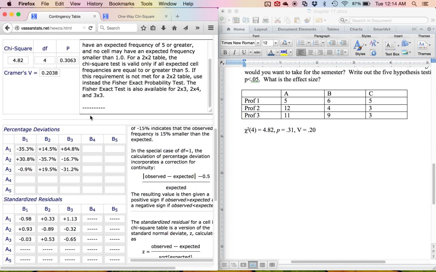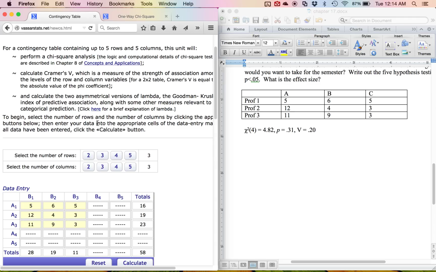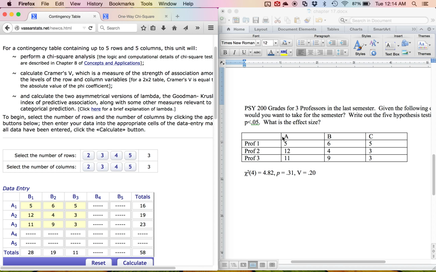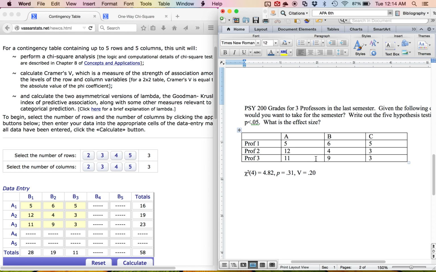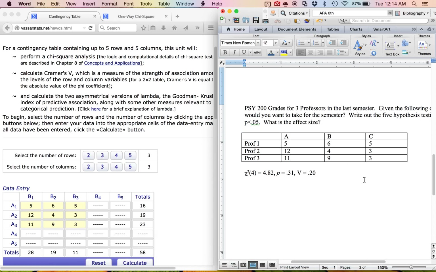Okay. And so that is how you'd run both an independence and a goodness of fit chi-square using the VassarStats website, which is much easier to do when you have the data in this format, where you already have the frequency table or the contingency table. There are other websites that are just as great. This just happens to be one of my favorite ones.